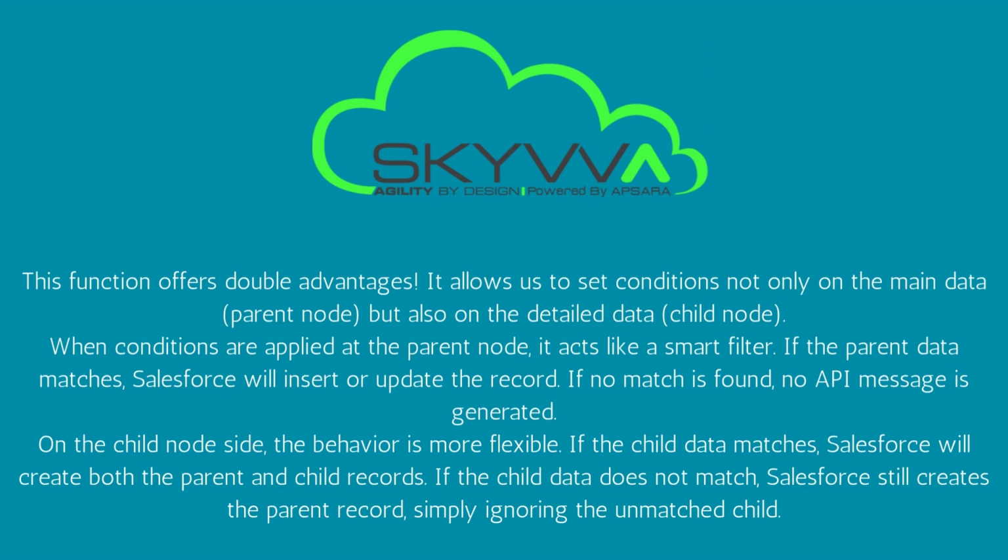On the child node side, the behavior is more flexible. If the child data matches, Salesforce will create both the parent and child records. If the child data does not match, Salesforce still creates the parent record, simply ignoring the unmatched child.